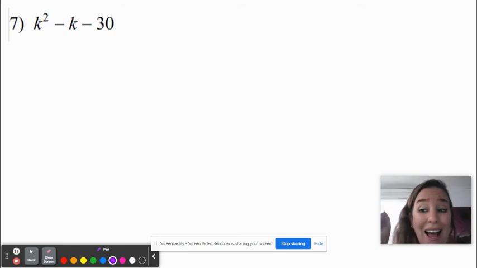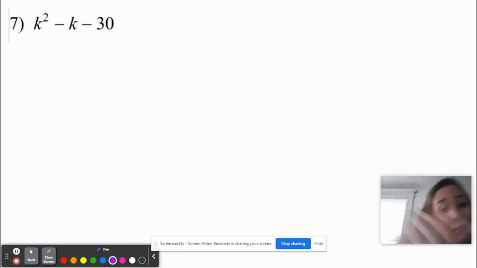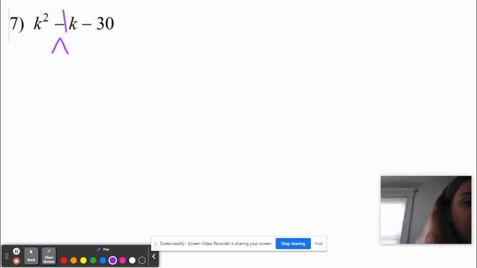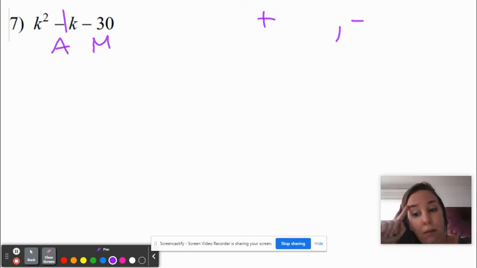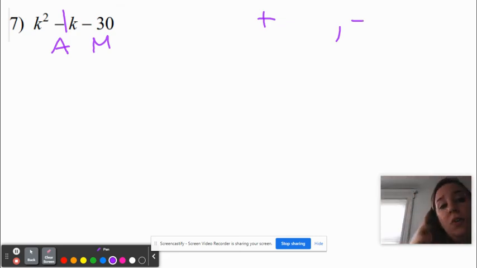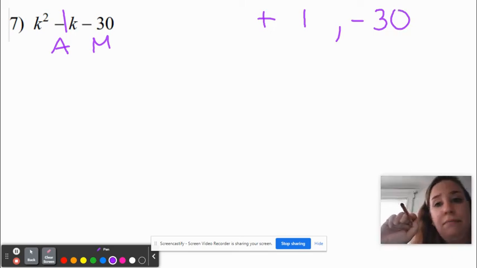Okay, needs to add to negative 1, right? And multiply to negative 30. So again, one positive, one negative, where the bigger number should be negative. So we can end up adding to a negative. So 1 and 30, well, that adds to negative 29. Not going to do it.